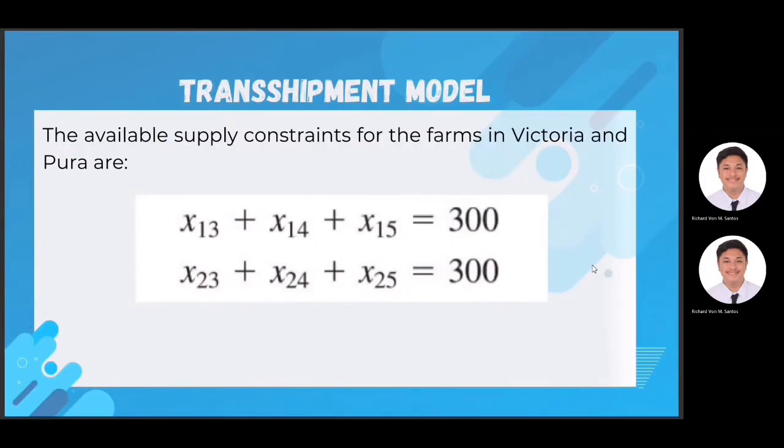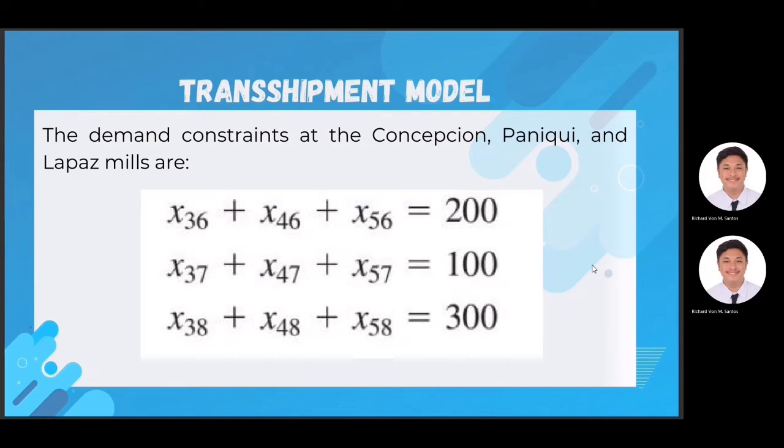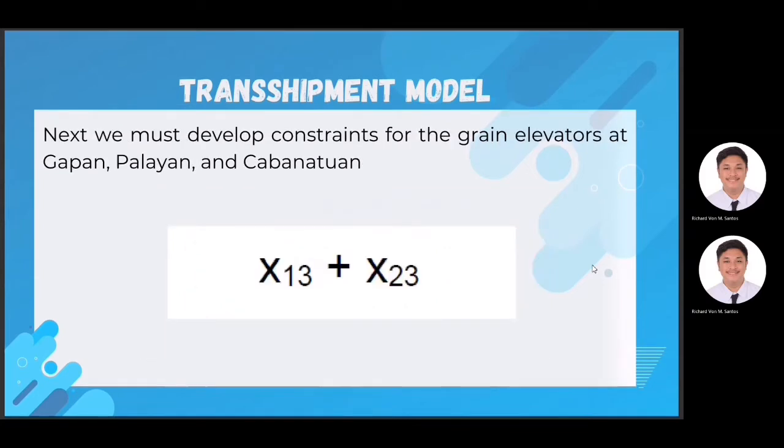Next, with the transshipment problem, a linear programming model is also developed with the supply and demand constraints. The available supply constraints for the farms in Victoria and Pura can be seen on the presentation. Then, the demand constraints at the Concepcion, Paniqui, and La Paz mills are as follows. Next, we must develop constraints for the three grain elevators.